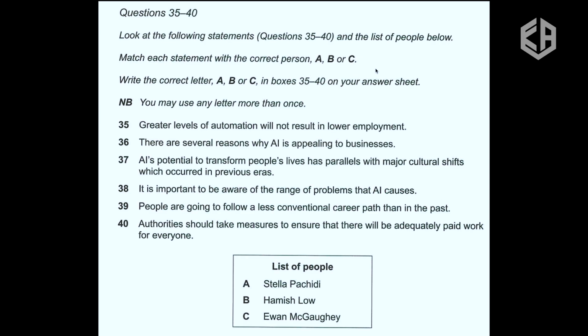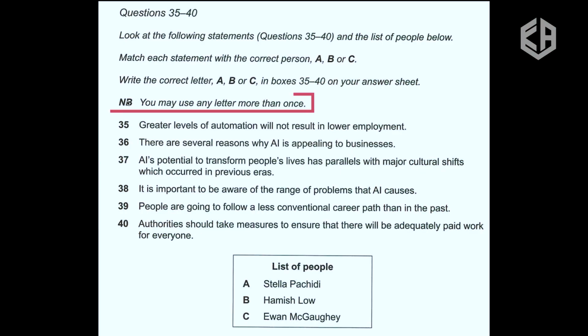Okay, so on our answer sheet, we have to write A, B, and C for numbers 35 to 40. Don't forget that. Of course, if you are a computer-based student, you just click away and nothing to worry about there. But if you're a paper-based student, you need to pay attention to what you're writing on your answer sheet. In this particular question, we have a note, so pay attention to the note. You may use any letter more than once. So we have 3 people and then 6 questions. So naturally, sometimes we need to use more than once. So more than one time, you will have to use option A, for example.